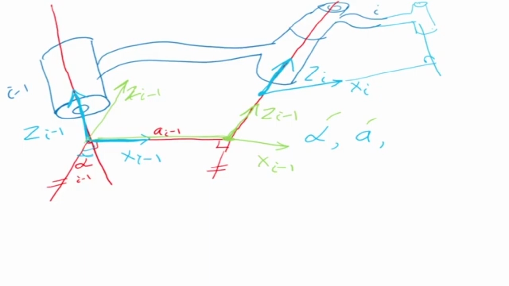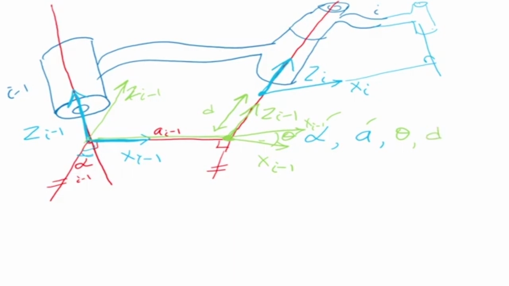Next, I align the x-axis. I rotate the x-axis like this by an angle theta, and this becomes my x i. Now x i and x i minus 1 are aligned. I have rotated by an angle theta, so I got my third parameter. The origins are still not the same, so I move this up from here to here, by a distance d. This distance is called the link offset, which is d.